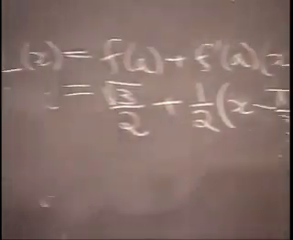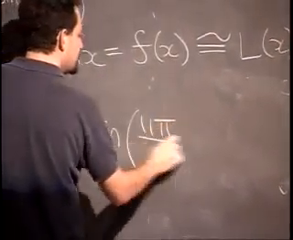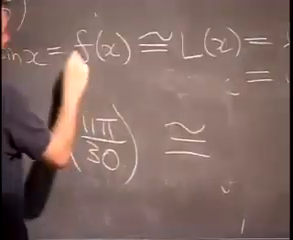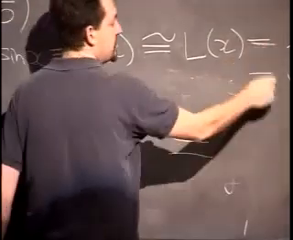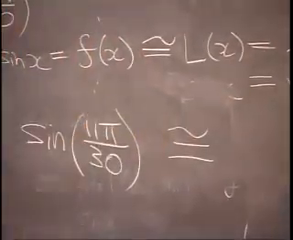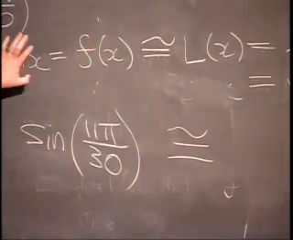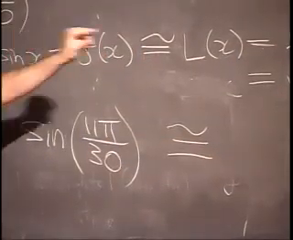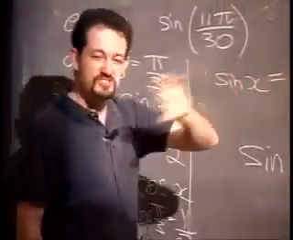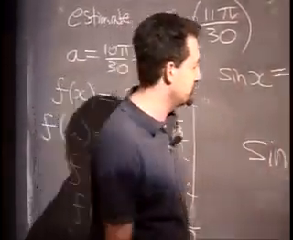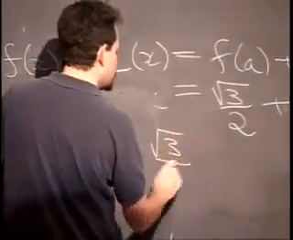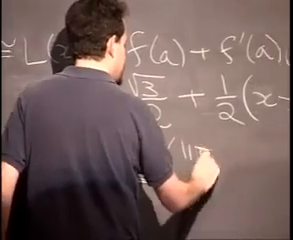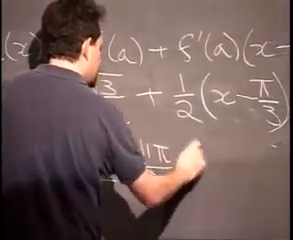So this says that sine of 11 pi over 30, which is what we actually want to estimate, is approximately equal to, by the way, you have equals, equals, but there's one important approximate equals, and that makes everything here approximate to everything there. Unfortunately, the approximate does not get washed out. It trumps all of them. Anyway, you get root 3 over 2 plus 1/2 times 11 pi over 30 minus pi over 3.